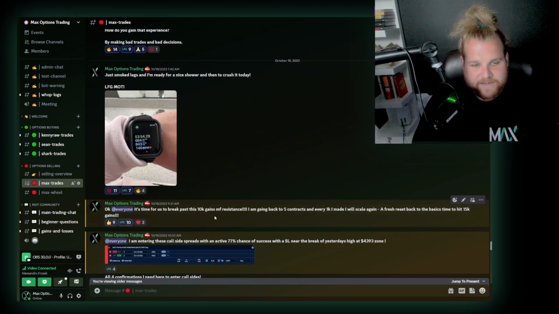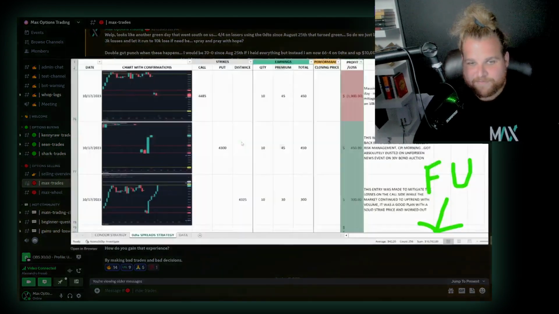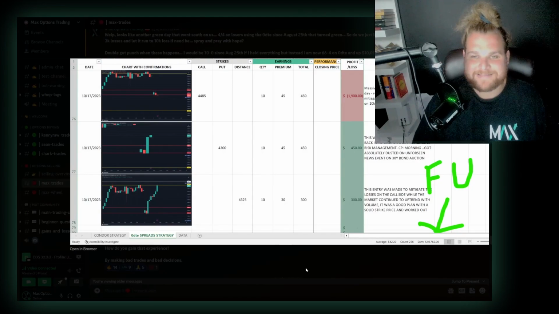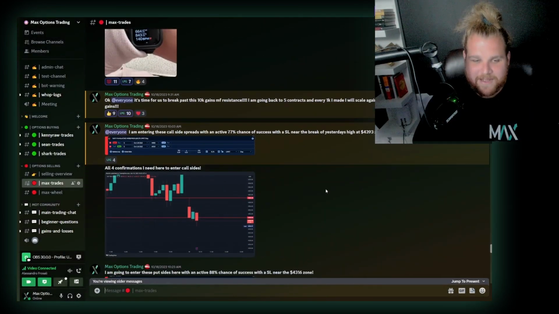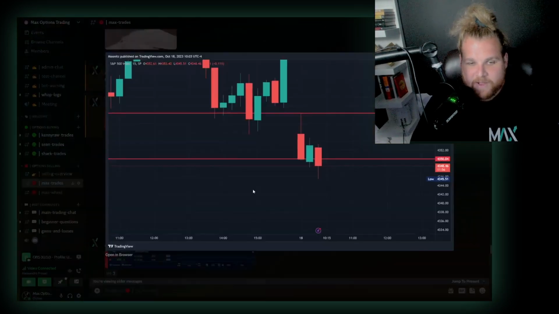And then I was motivated. Time for us to break past that 10K resistance that I kept having. And I'm referring to this right here. I couldn't get past 10K gains in my zero DTE strategy, no matter how I was trying that month, but I wanted to. So we're moving on right here.